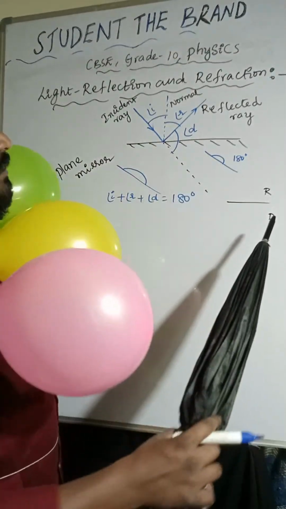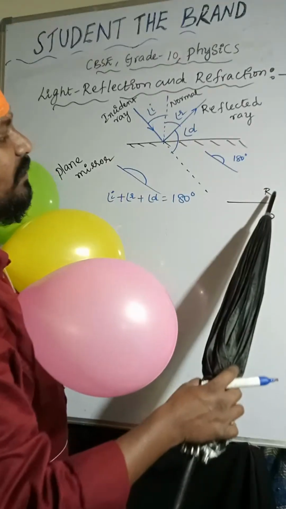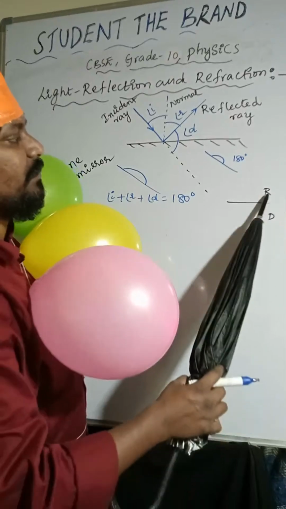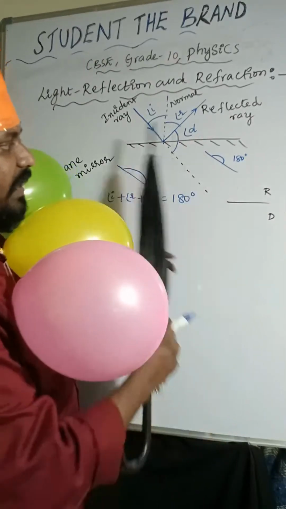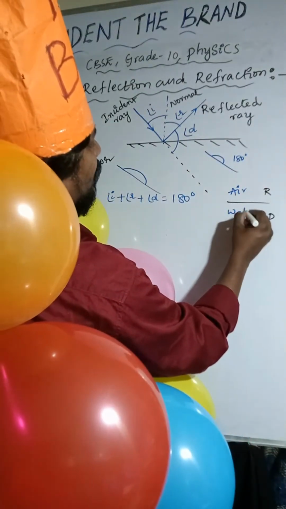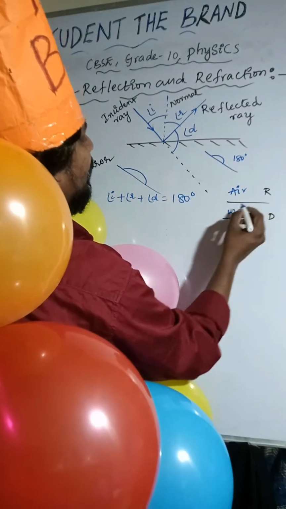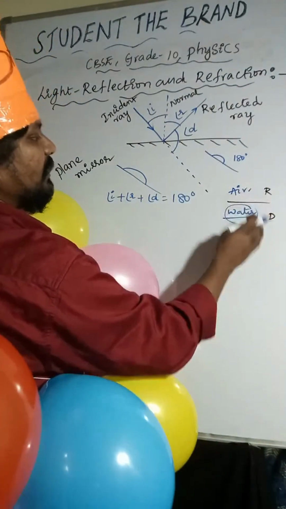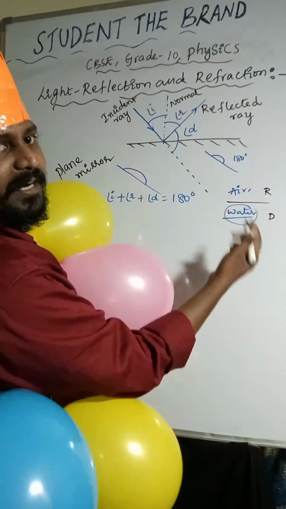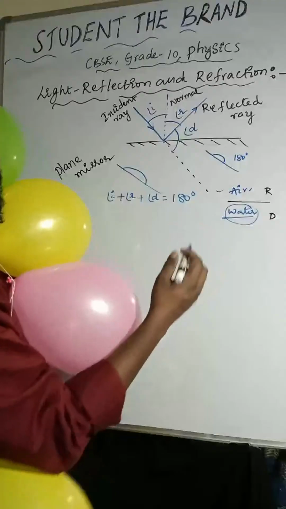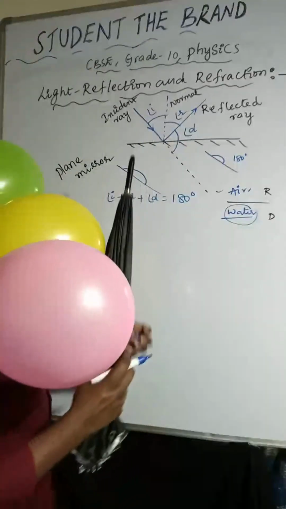Rare medium means the speed of light is more in the medium, and dense medium means the speed of light is less in the medium. If you take air and water, the speed will be less in water compared to air. So compared to these two mediums, speed is less in the dense medium and more in the rare medium. That's why we talk about rarer and denser.